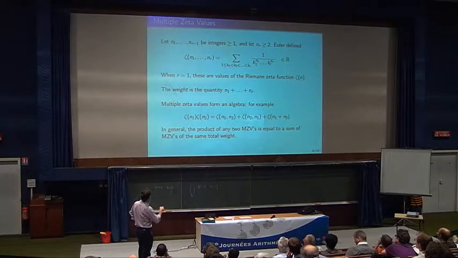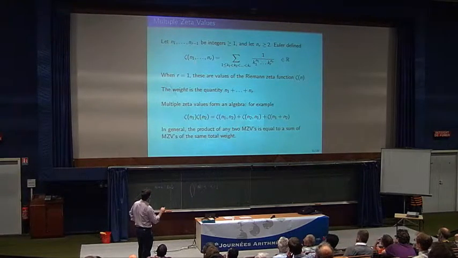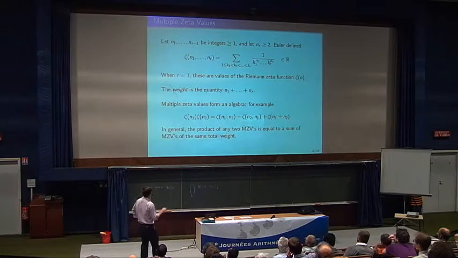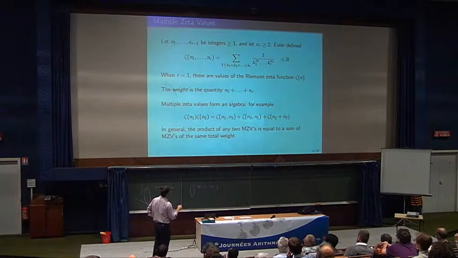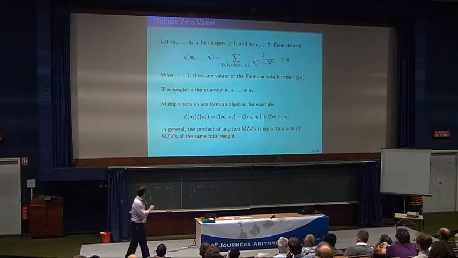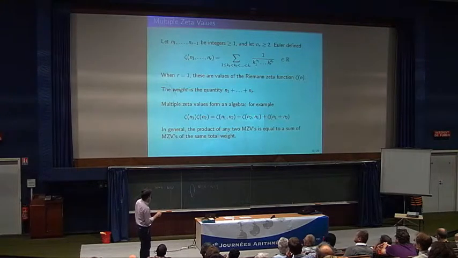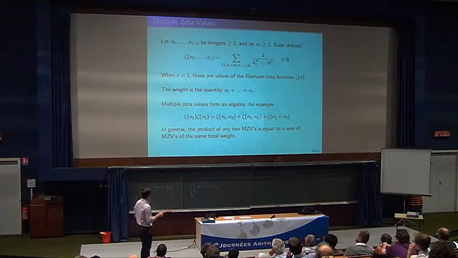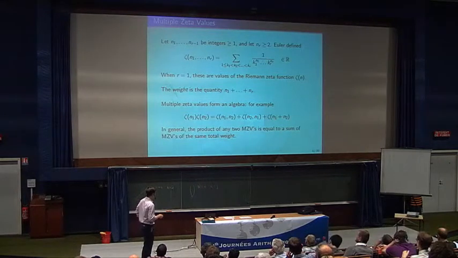Now, an important quantity that we attach to multiple zeta values is the weight. The weight is going to be the sum of all the indices in the argument, so n_1 up to n_r. This is important to remember. Another fact that may or may not be well known is that multiple zeta values form an algebra. For example, if we multiply zeta(n_1) and zeta(n_2), it can be written as zeta(n_1, n_2) plus zeta(n_2, n_1) plus zeta(n_1 + n_2).